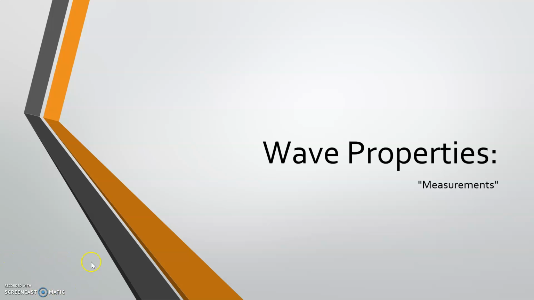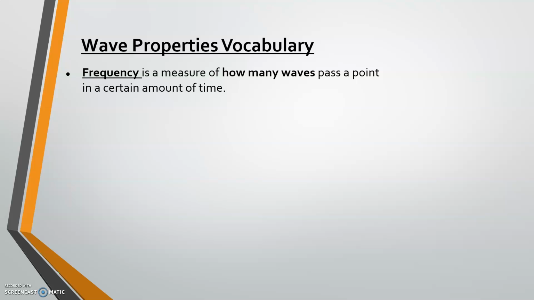All right, wave properties. So continuing with our waves, now we're going to learn these properties or measurements of waves. So here are our property vocabulary terms and definitions. So the first one is frequency. Frequency is the measure of how many waves pass a point in a certain amount of time.